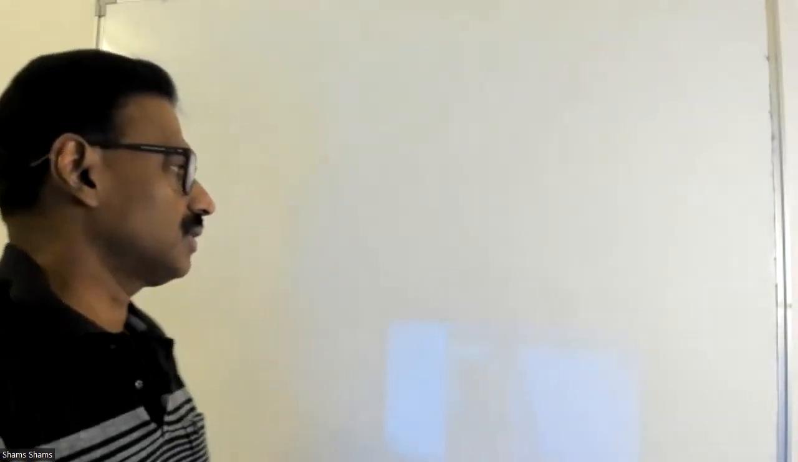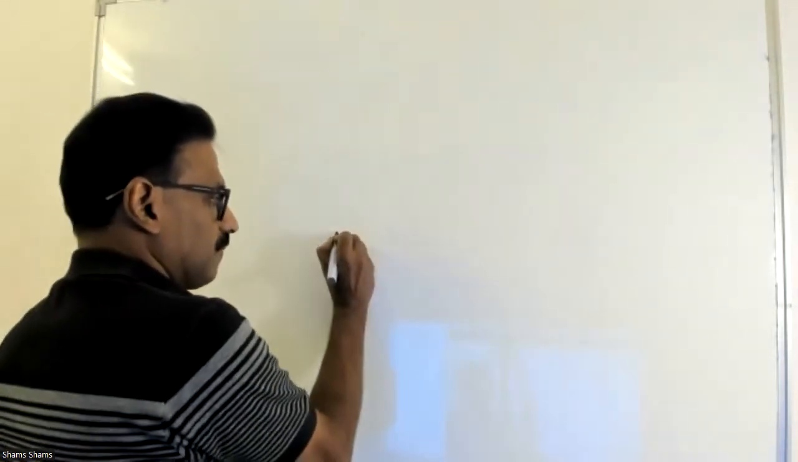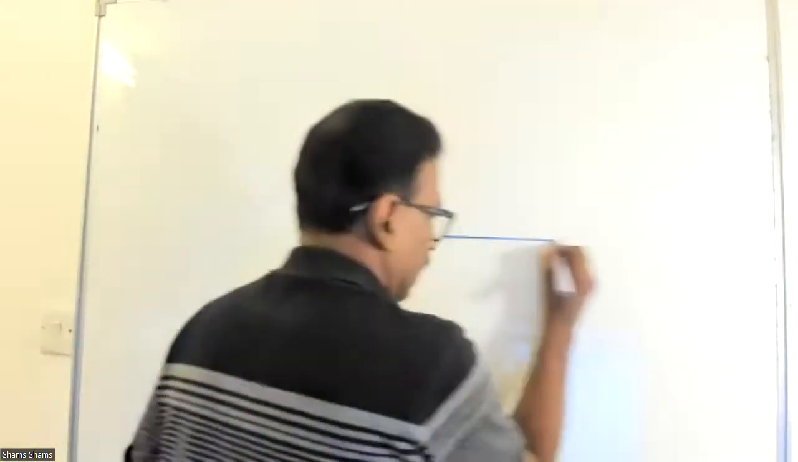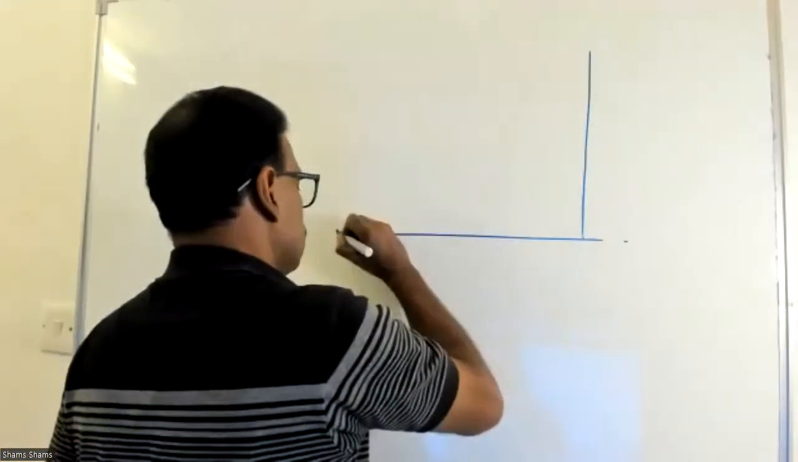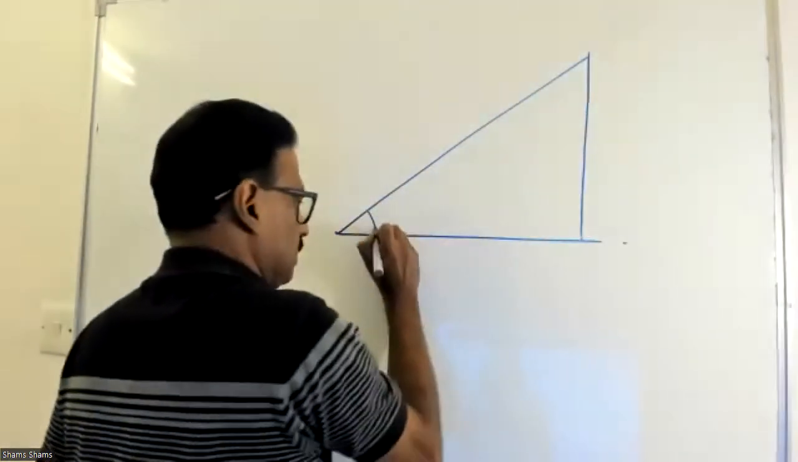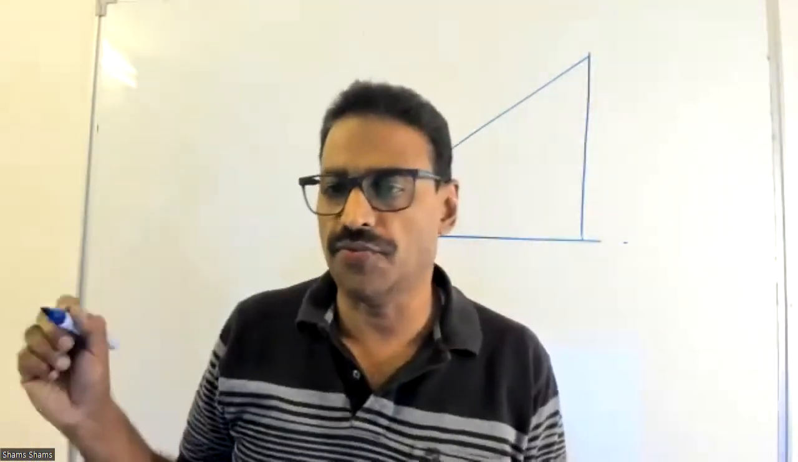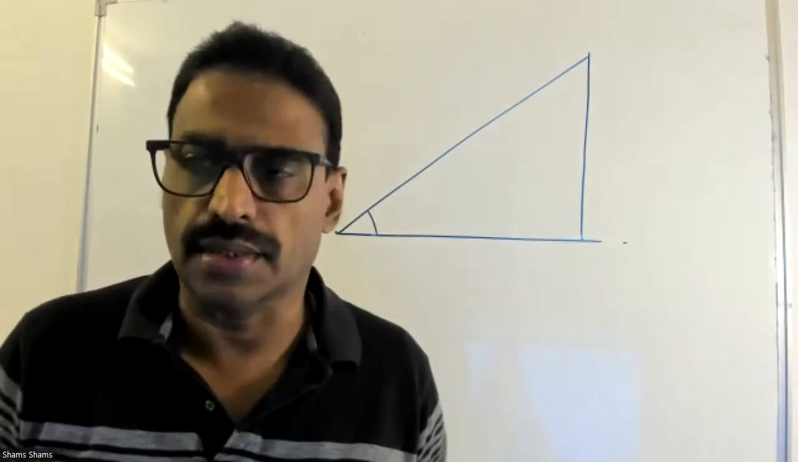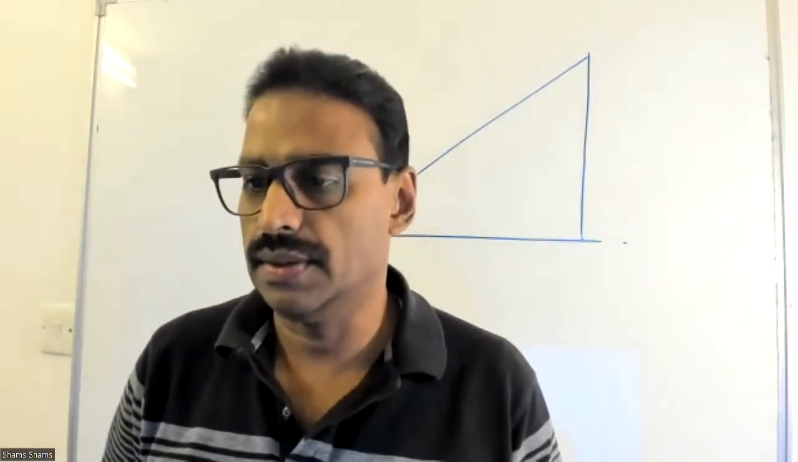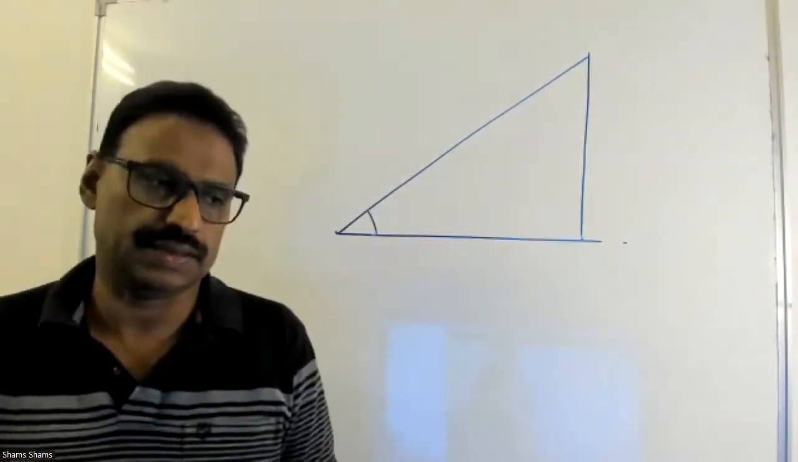Okay, 2 points you have to learn. First of all, look, this is a straight line. If a point is here, this is called angle of elevation. Suppose you are on the top of a building, and you are viewing down. That is called angle of depression.